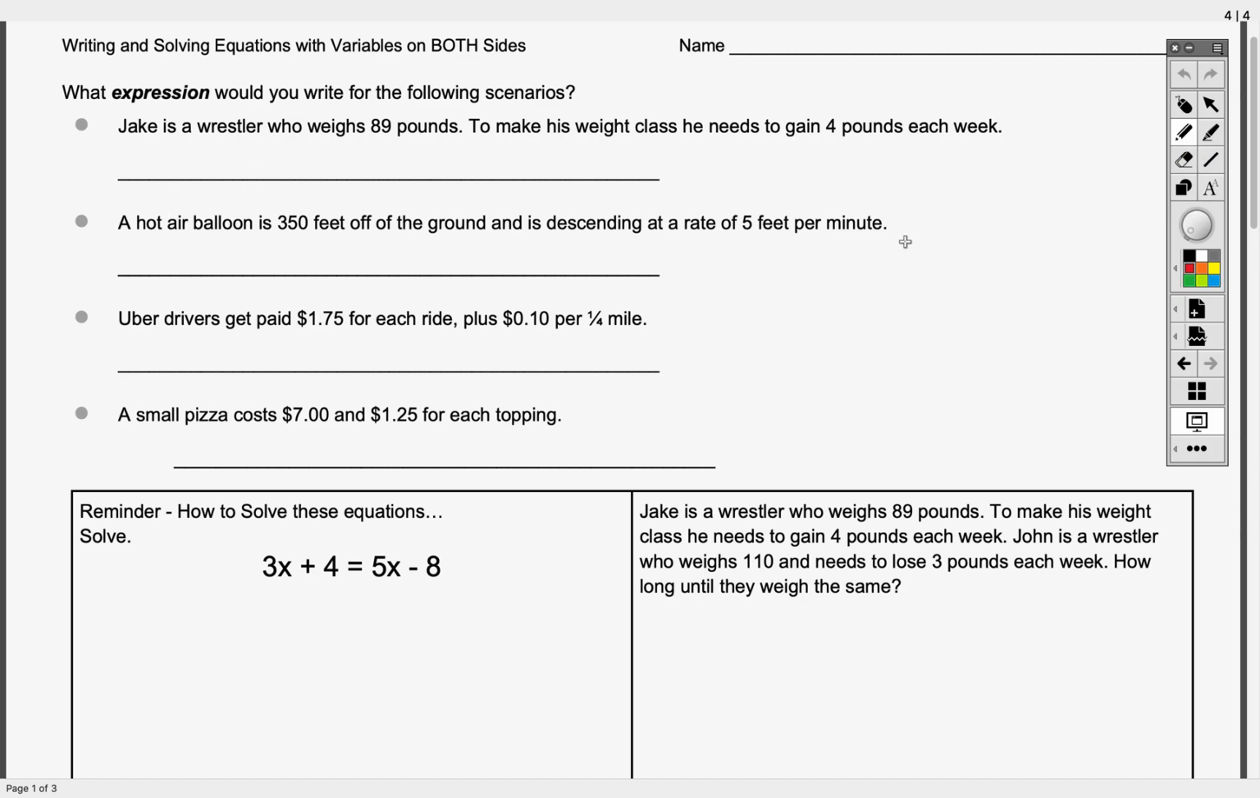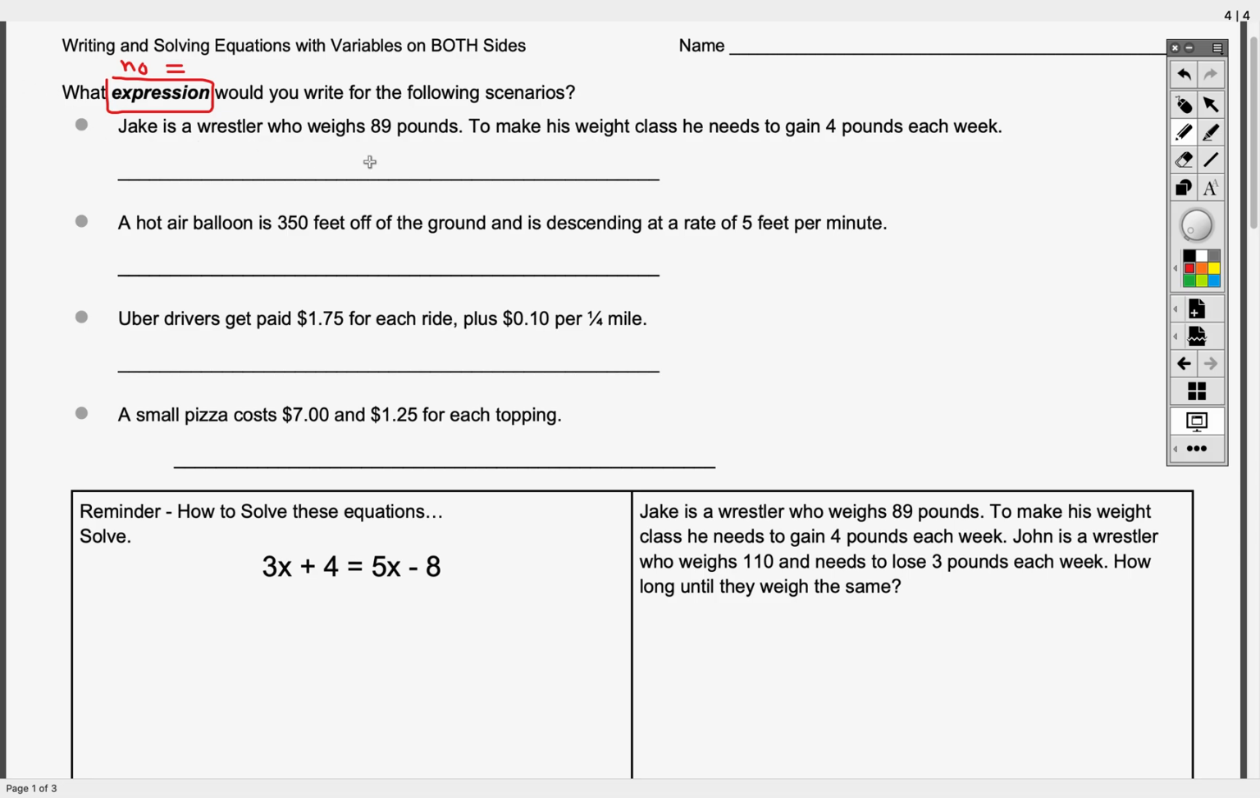So make sure that you have your PDF open. Make sure that you have it open in Kami or DocHub if you would prefer. And make sure you are ready to follow along as we complete these notes. So an expression, as a reminder, has no equal sign. So we are going to be writing some expressions that have a variable that express some scenarios that we're going to be looking at.